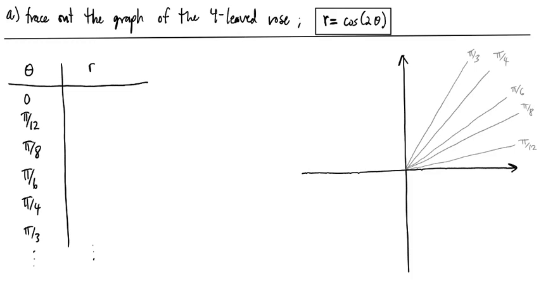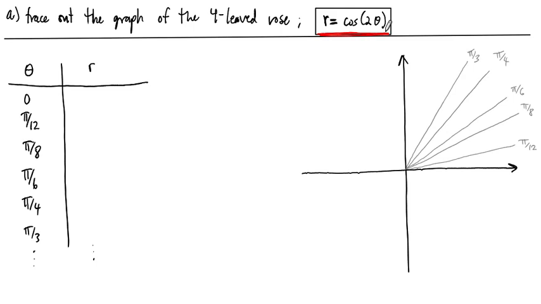Alright guys, for this one, I started by just getting a little setup here so that we don't have to waste too much time watching me draw. But for this one, we want to try to sketch the graph of something called the four-leaf rose, which is given in polar coordinates by this equation, r equals cosine of 2 theta.